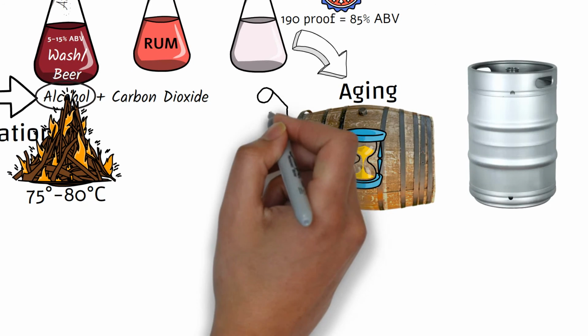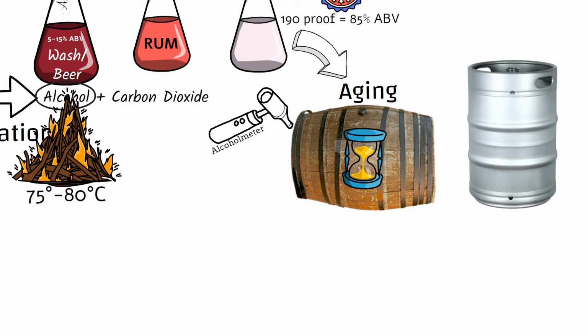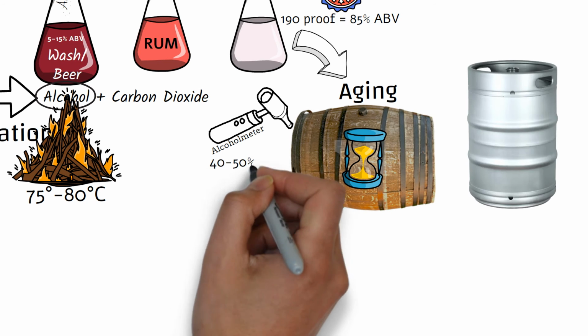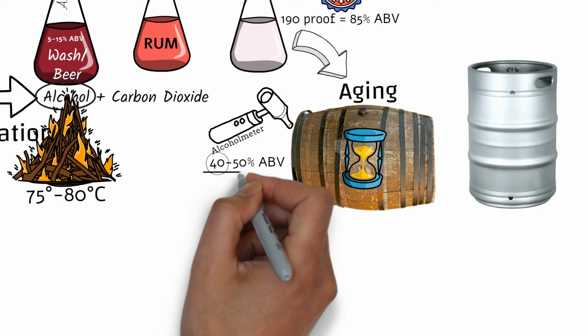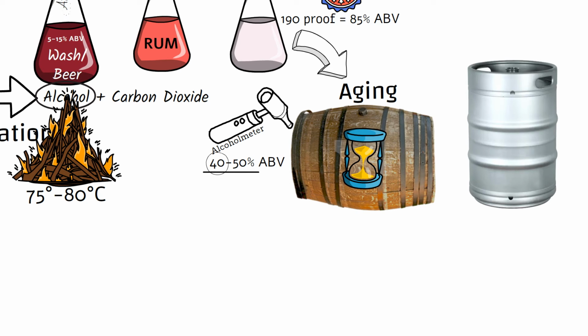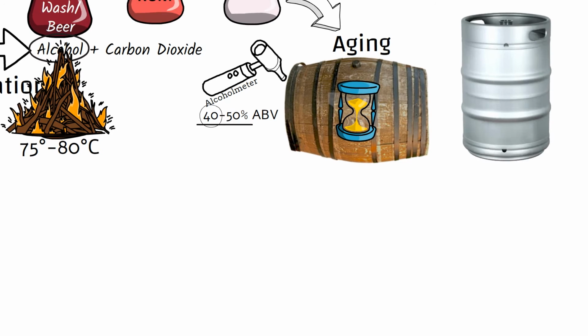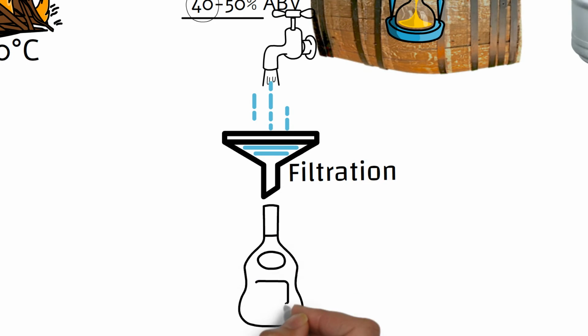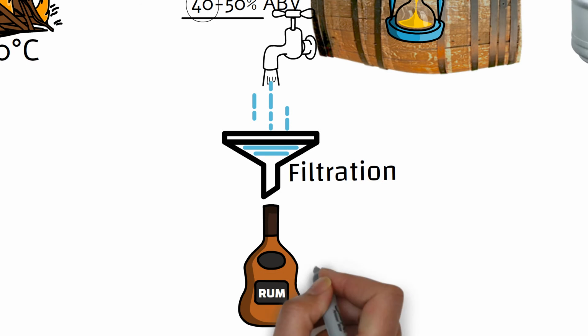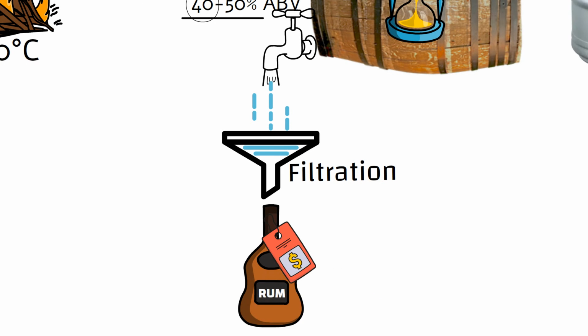After aging, we check the alcohol percentage. Normally, the alcohol percentage, ABV, is kept in the range of 40 to 50%. As per USA standards, the minimum alcohol percentage is 40%. The maximum is not specified. If the alcohol percentage is more than the desired level, we add water to bring it down to the desirable level. Then it undergoes filtration to remove any impurities and achieve clarity. Finally, the rum is bottled, labeled, and prepared for distribution and sale.